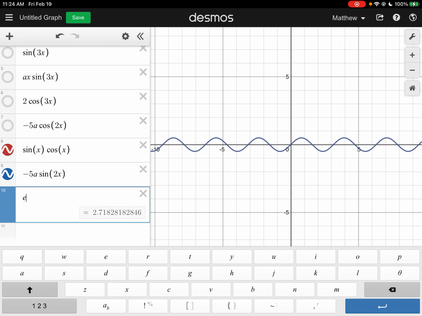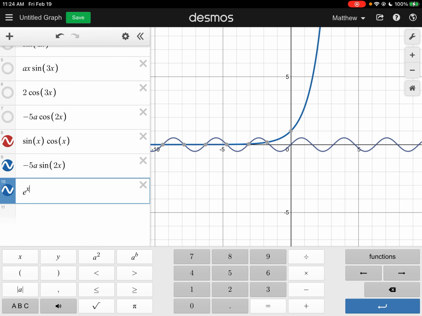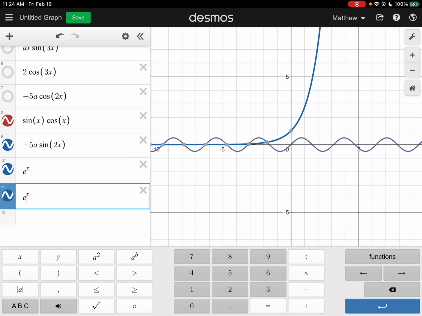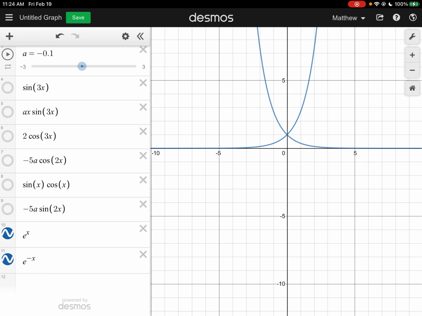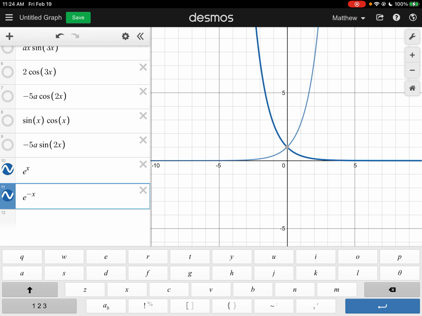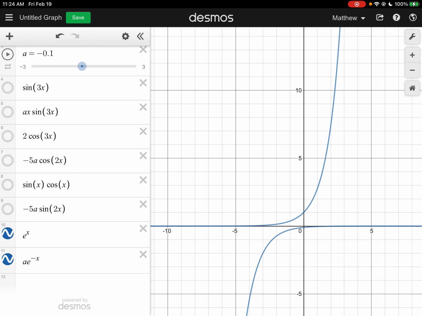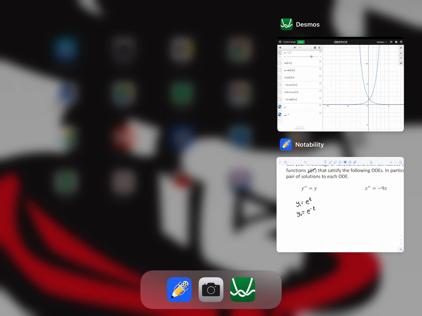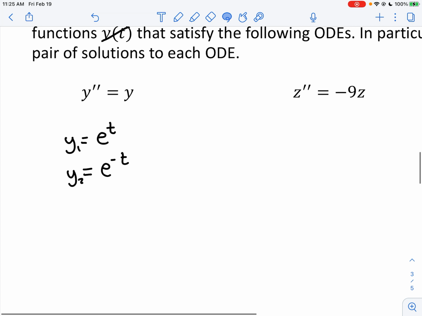If I graph e raised to the x, let me just copy that, and do e to the negative x. There we go. Hide these sine waves, I don't want to see those. So here are two functions. It's not possible to scale one into the other. Let me put an a in front of this one here and toy with different values of a, and there's no way I can turn one function into the other. So when you have e to the kx and e raised to a different multiple of x, then we have linearly independent functions. So these are linearly independent.